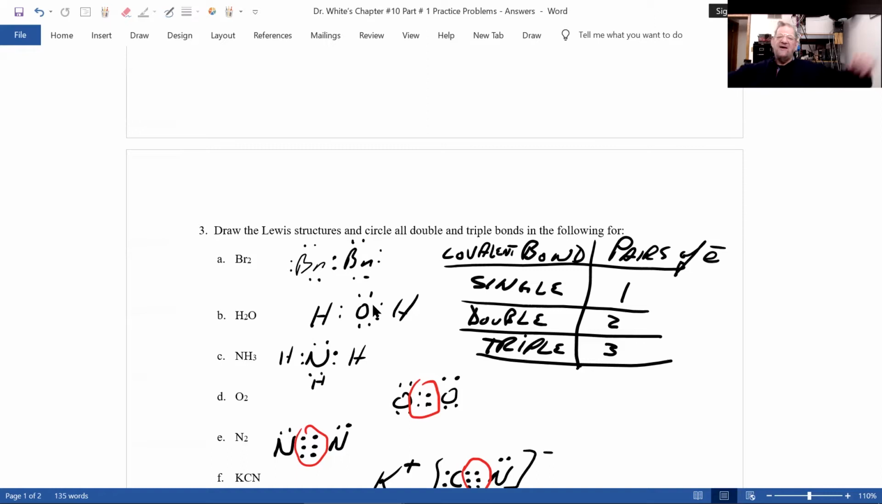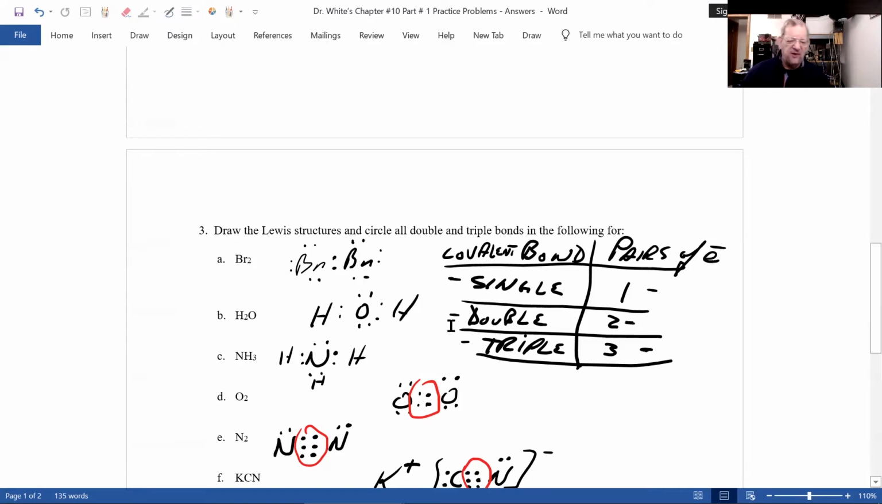Let's say it again, everybody, along with Dr. White. First one, single bond, 1 pair of electrons. Next, double bond, 2 pairs of electrons. Finally, triple bond, 3 pairs.